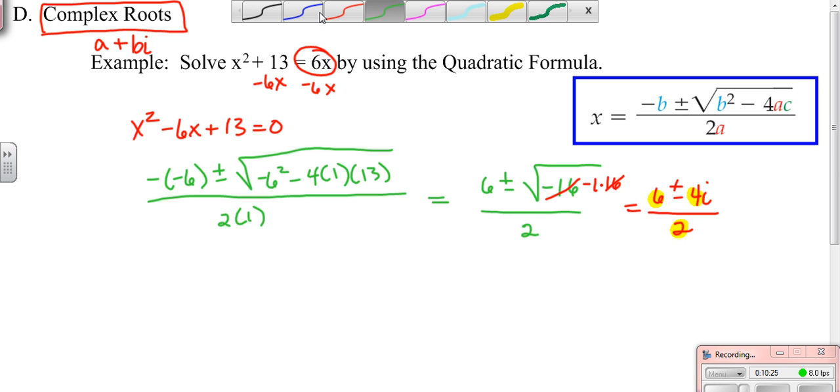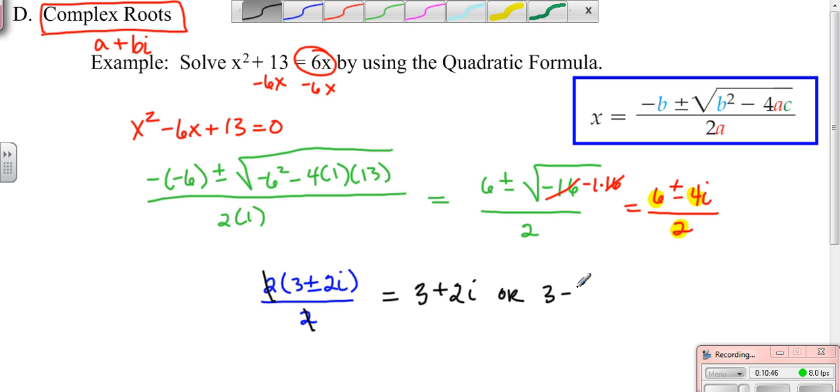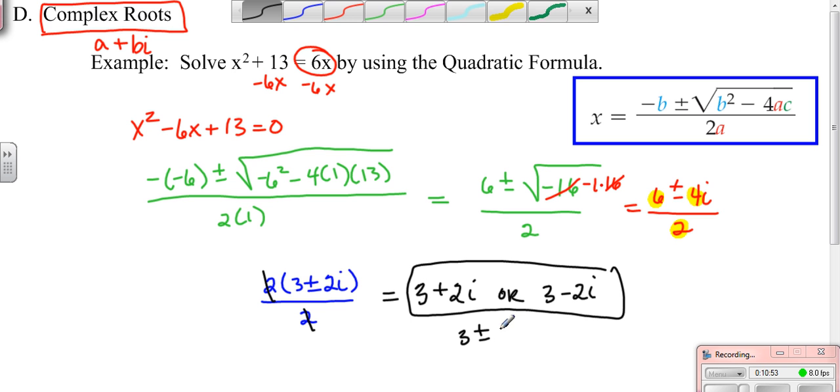There is one. So I'm going to go ahead and say 2 times 3 plus or minus 2i, factor that out, all over 2. Now I have a multiplication problem. I can cancel, and my two answers are 3 plus 2i or 3 minus 2i. It would also be okay if you want to write it as 3 plus or minus 2i. So I have both of my answers represented there.